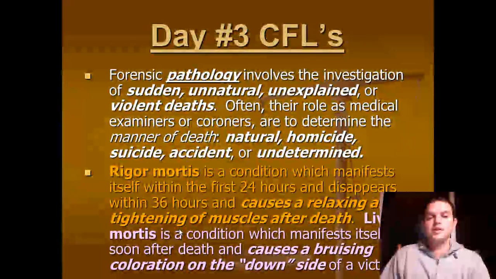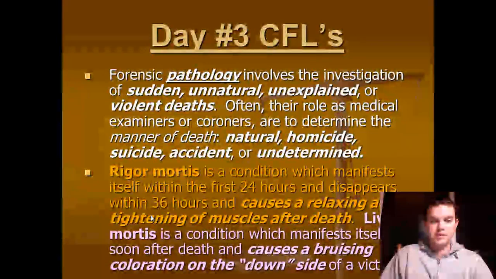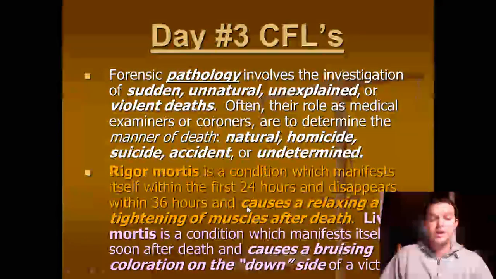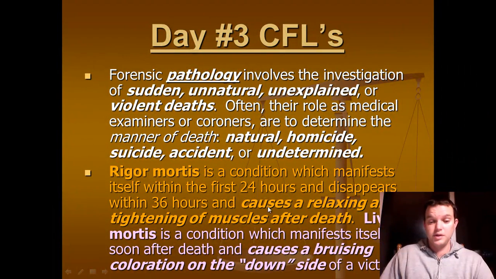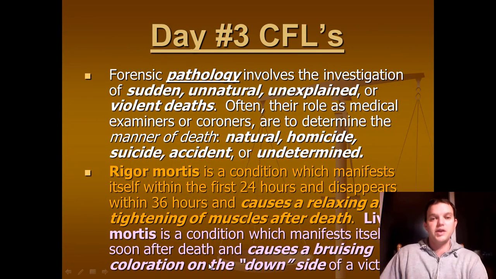Alright, so then we started getting into the different things that happen following death, and we started talking about rigor mortis. We talked about the fact that usually it's at full effect within the first 24 hours, and it's gone within 36 hours. And this is a result of the relaxing and tightening of muscles. We also talked about livor mortis, which is a condition that is a result of bruising or discoloration because of the effects of gravity on the blood that's stuck inside the blood vessels. So typically you're going to find this bruising or discoloration on the downside of the victim, so the side that's going to be closest to the ground.